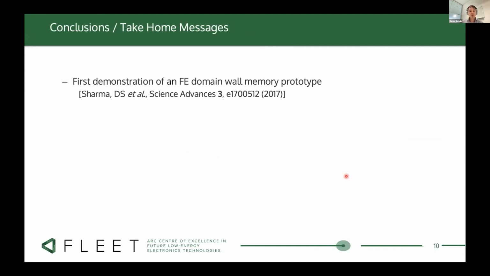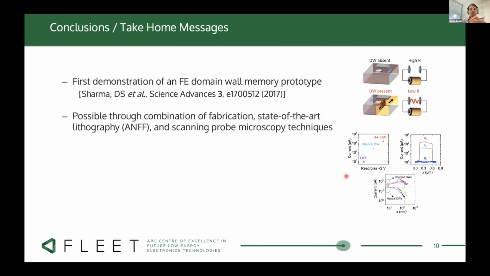So that's the end of my talk. Basically, I've shown you that we've made a prototype of a ferroelectric domain wall memory. This is only available to us because we have accessible to us really good fabrication and of course the state-of-the-art lithography at ANFF. And then we have our scanning probe microscopy techniques that we're experts in as well.